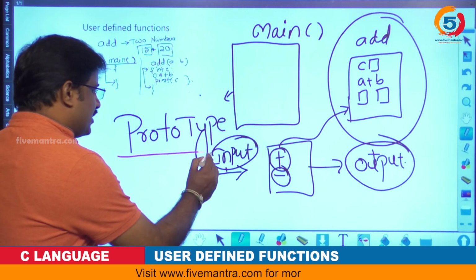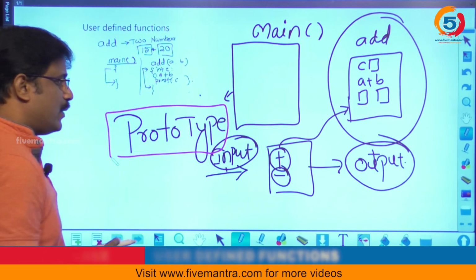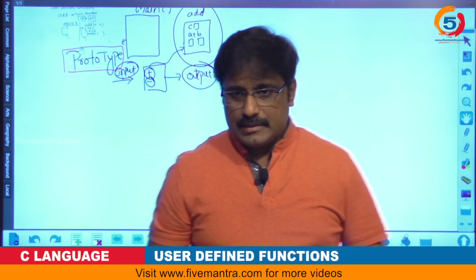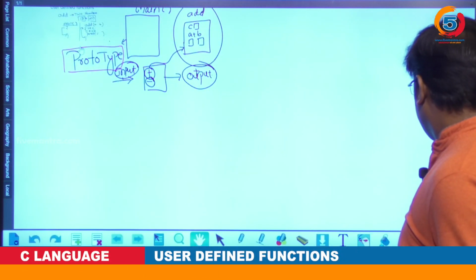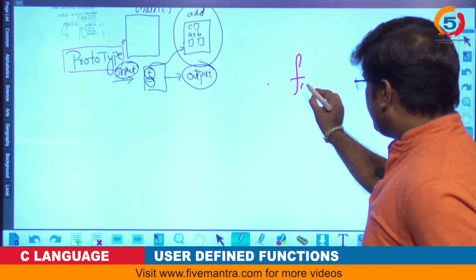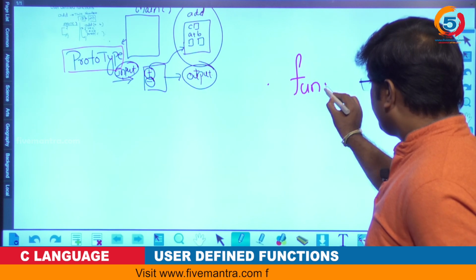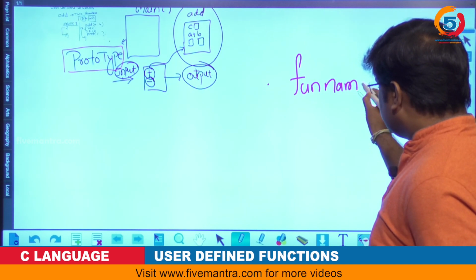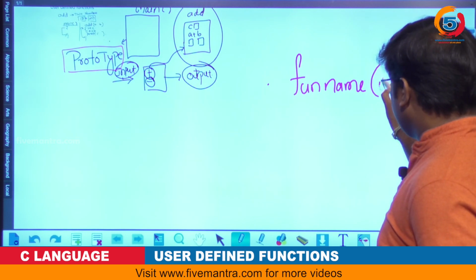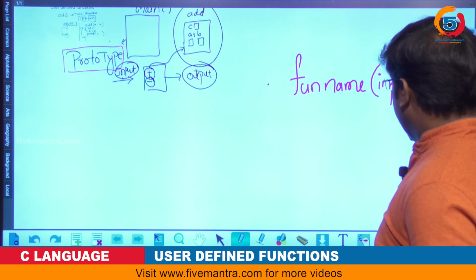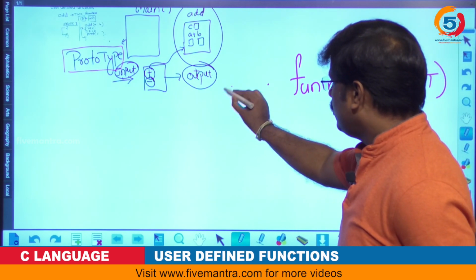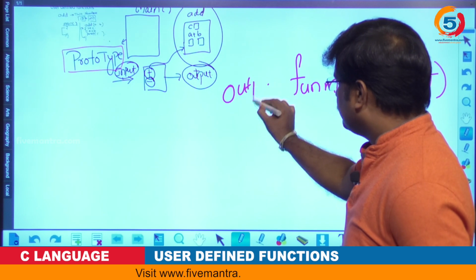That information you have to provide with the prototype declaration. Here the prototype declaration is nothing but a syntax we have to provide. This syntax will be like, I have to write first the function name, and this is the important one, and whatever input you are giving, the input data type and output data type you have to provide.